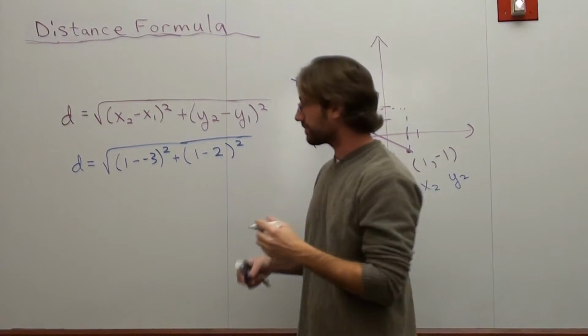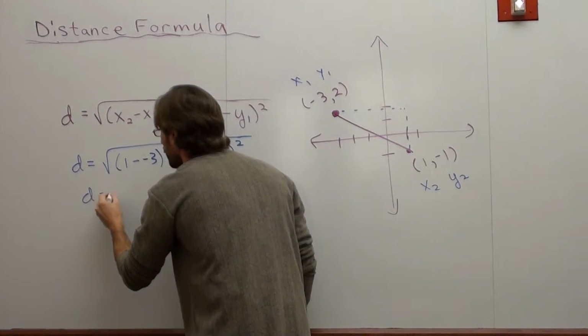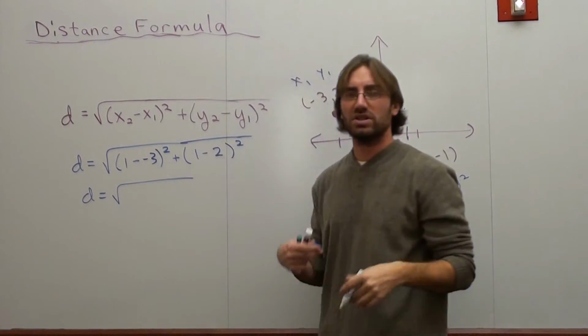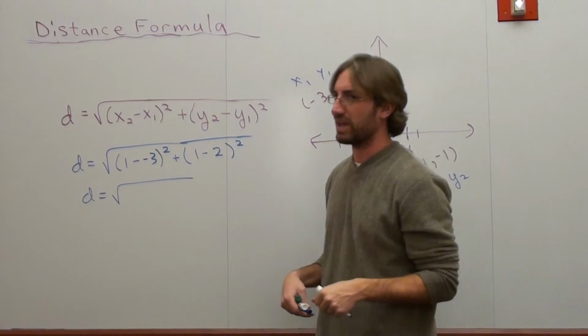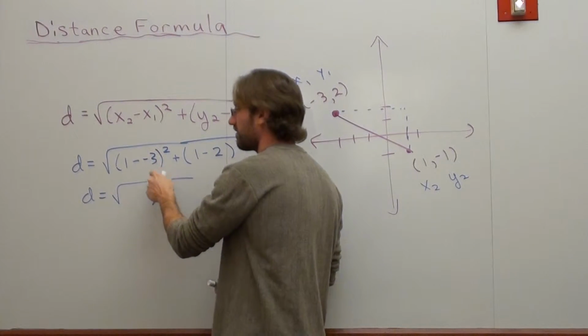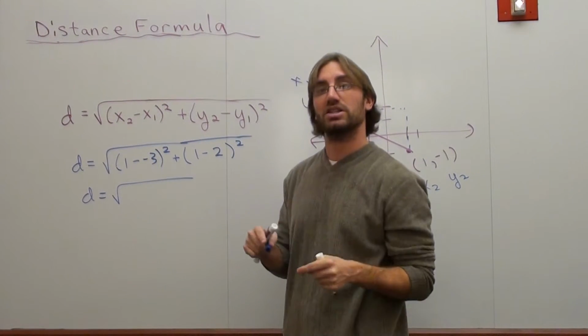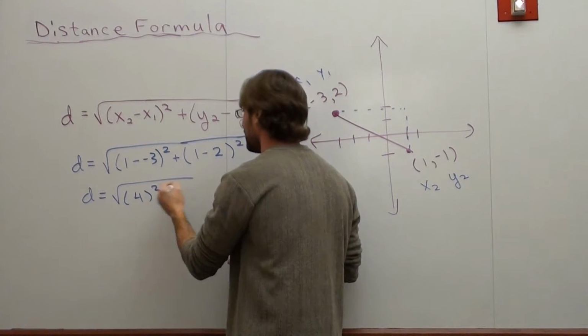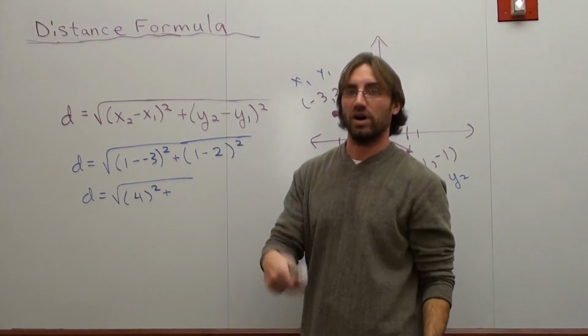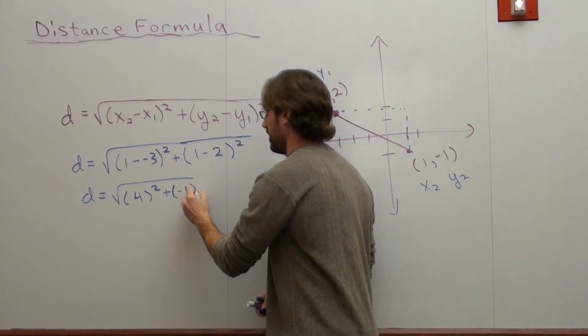Here we go. I try to tell my students, just figure it out without a calculator. Just try it. It really does make it a lot easier. So 1 minus negative 3 is the same thing as 2 negatives make a plus. It's 1 plus 3, which is 4 squared, plus 1 minus 2 is negative 1, all squared.